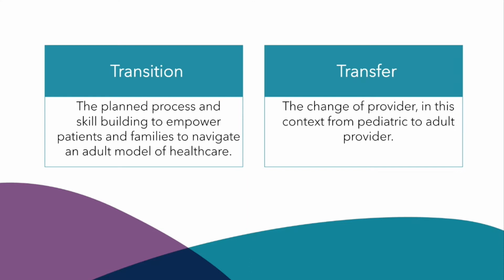We know that adult medicine is so much different than pediatrics. So how do we help families and patients be able to know how to navigate that? What are those unwritten rules that no one tells these families about how things are going to be different on the other side?